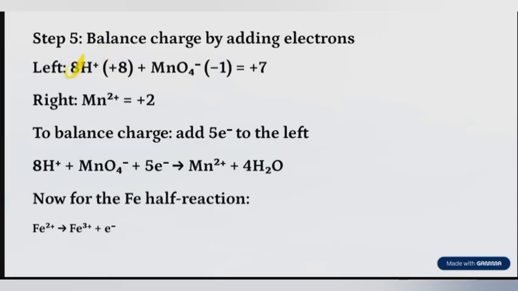Because of the 8 at the back of hydrogen, it's now 8 times +1. You have your 8 plus here. Then there is no number behind this one, meaning that -1 is what you have as the charge here. So 8 plus -1 will give us 7 as the total charge on this left-hand side.